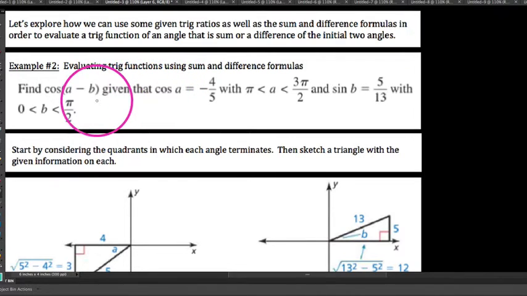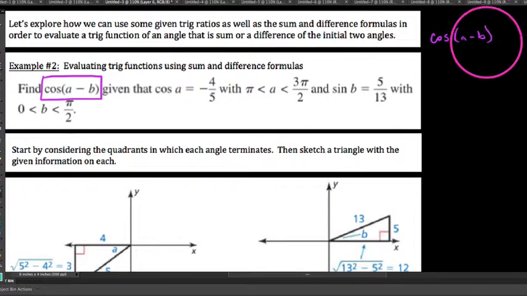And so let's take a look at a given situation, and I'll explain what I mean. In this particular instance, what we're interested in finding is the cosine of a difference of two angles. As a matter of fact, why don't we just go ahead and do this right now?